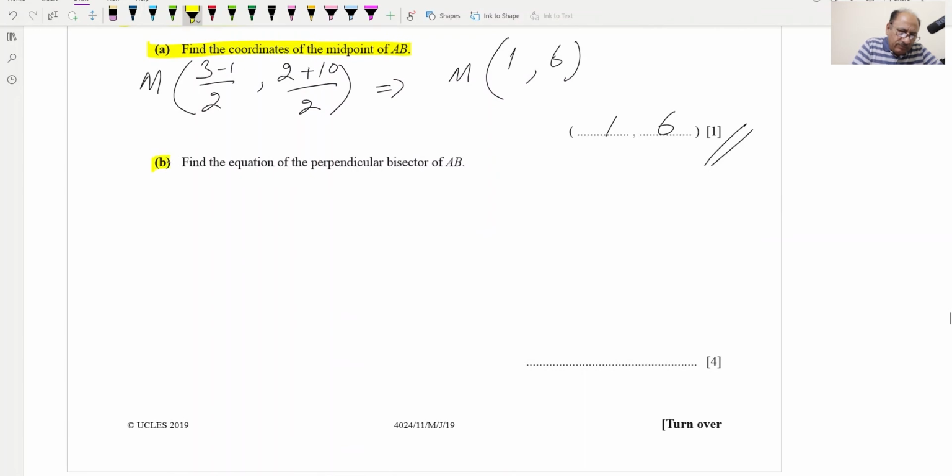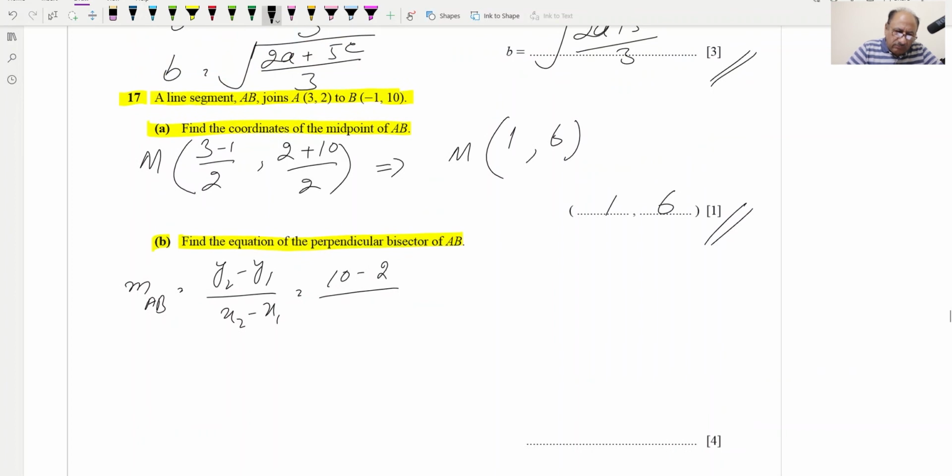Now B part says find the equation of the perpendicular bisector of AB. To find the perpendicular bisector of AB, first of all we need the gradient of AB. So m of AB will be equal to y2 minus y1 over x2 minus x1, the gradient formula we are applying. So it will be 10 minus 2 over minus 1 minus 3, so 8 over minus 4, and this will be equal to minus 2. So minus 2 is the gradient of AB.